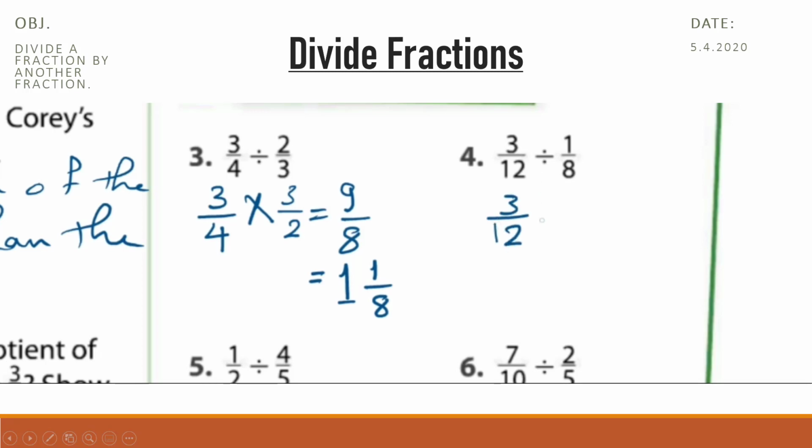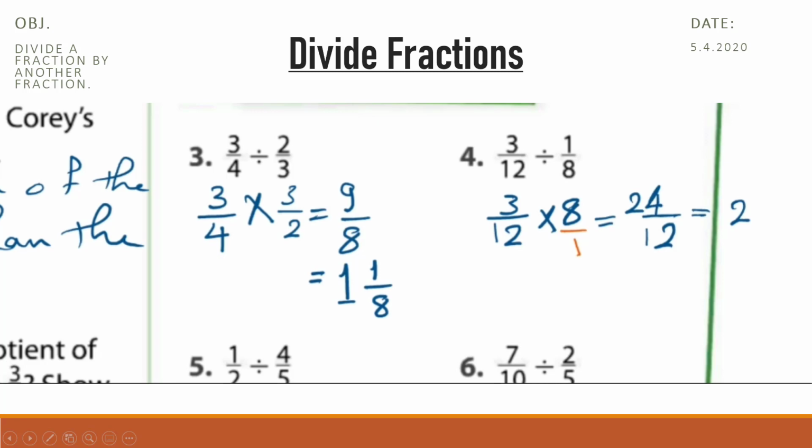Number 4, 3/12 and change division to multiply. The reciprocal of the divisor is 8. Now I don't have a denominator, so the denominator is 1. And 3 multiplied by 8 is 24, and of course 12 multiplied by 1 is 12. And 24 divided by 12 is 2.